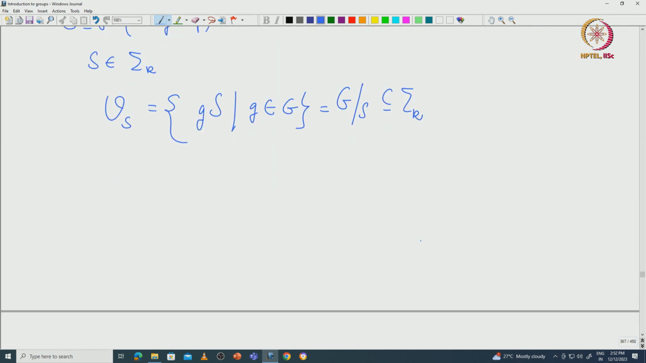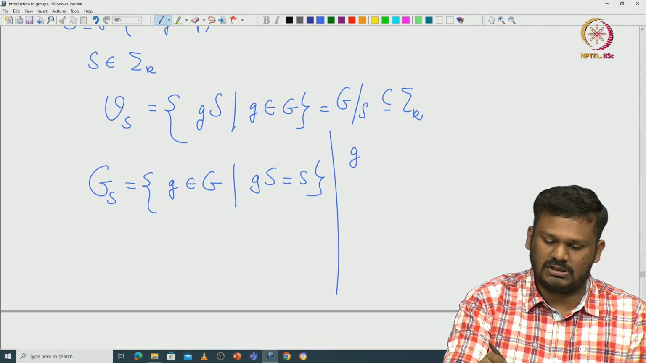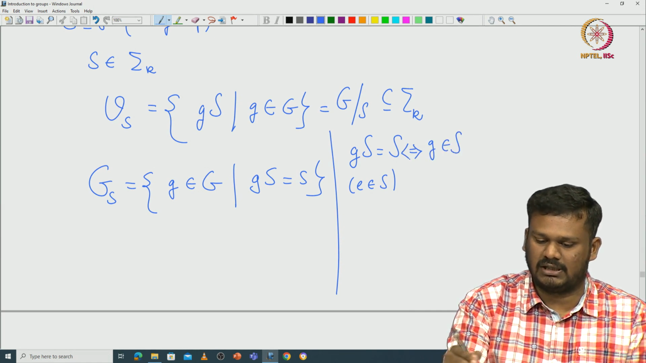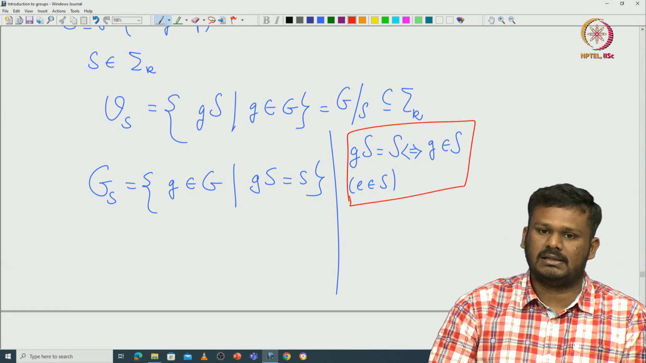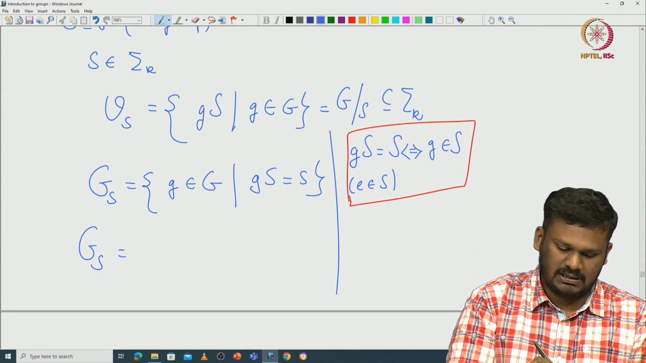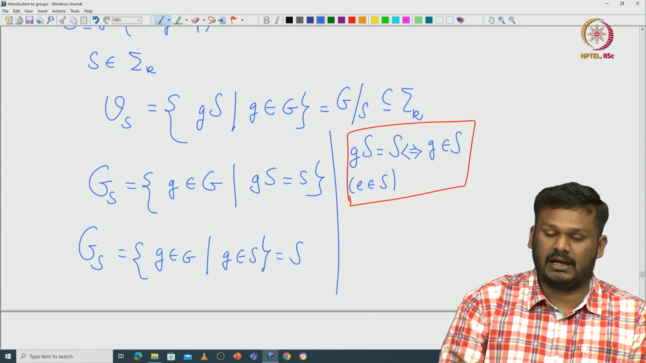So now what is the stabilizer? The stabilizer is going to be those g in capital G such that g fixes this capital S. Since S is a subgroup, from gS being S and the identity being in capital S, you can immediately see that g must be in capital S, and this is actually if and only if. So gS is capital S if and only if g is in capital S. So that tells you that the stabilizer of S is nothing but capital S.